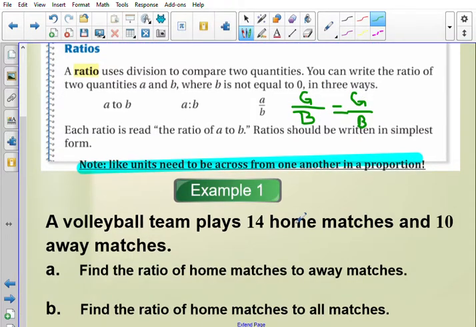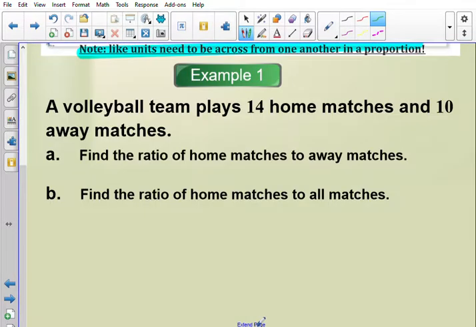So here's example number 1. A volleyball team plays 14 home matches and 10 away matches. Find the ratio of home matches to away matches. Make sure we read carefully. The volleyball team plays 14 home matches and 10 away matches. So in this one, we're going to have 14, because it asks for the home matches first, to 10. 14 home matches, 10 away matches.